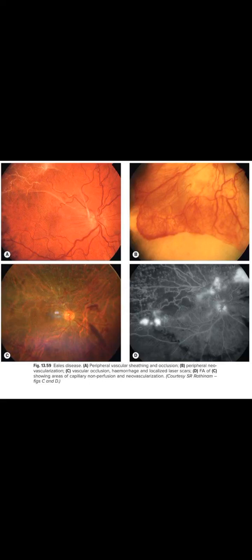So fundus findings can be, if there is inflammatory stage, we can see perivascular sheathing, superficial hemorrhages, cotton wool spots, and if the eye has occlusive stage, we can see branch retinal vascular occlusion signs. If it is passing through the neovascularization stage, then we can appreciate NVDs, new vessels, or you can also see vitreous hemorrhage due to rupture of these new vessels.